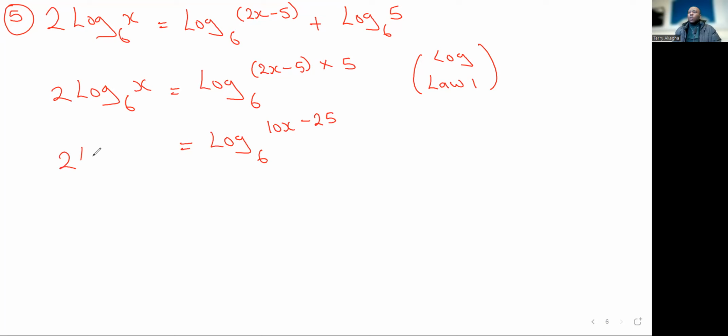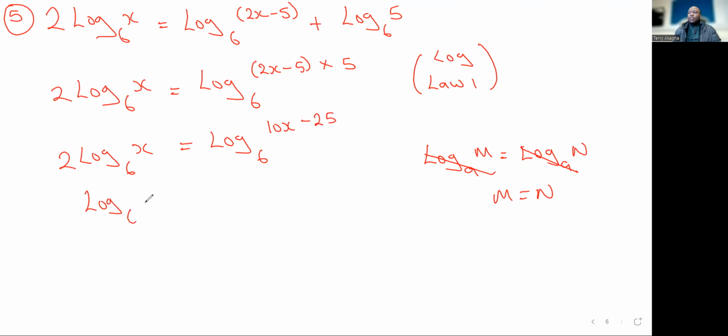Then we have 2 log x to base 6. Now we can't cancel this because I told you for you to apply law 14, you have to have no coefficients on either side. So you can see that there's nothing here and there's nothing there. That's the reason why we can cancel this, and m is going to be equal to n. But we can't do this here. So we have to get rid of this 2. And the only way to get rid of this 2 is to take the 2 back to x, so that it will now become log 6 x squared.